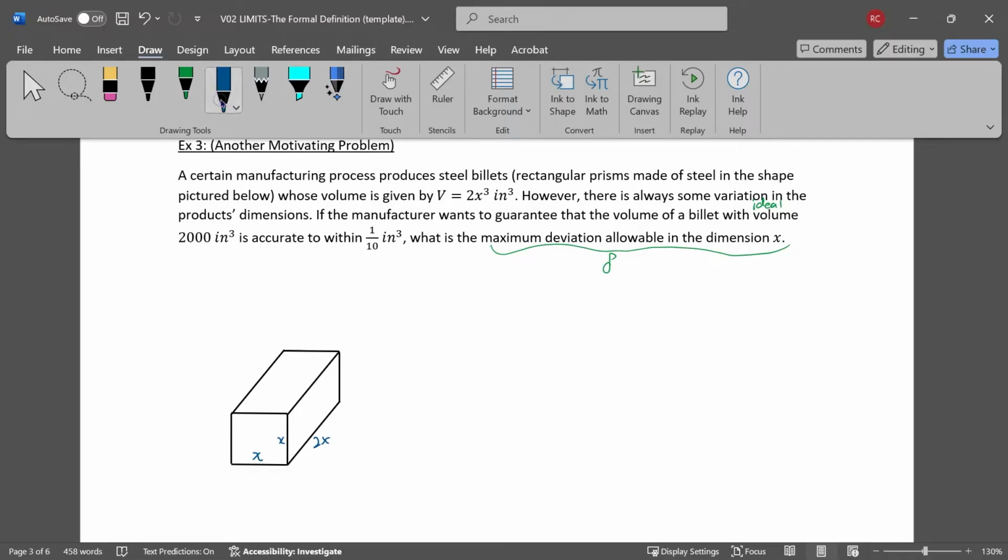Well, in order to figure that out, first we're going to need to know what is the ideal x value. So we would like 2x cubed to be equal to 2,000, but that implies x cubed is 1,000.